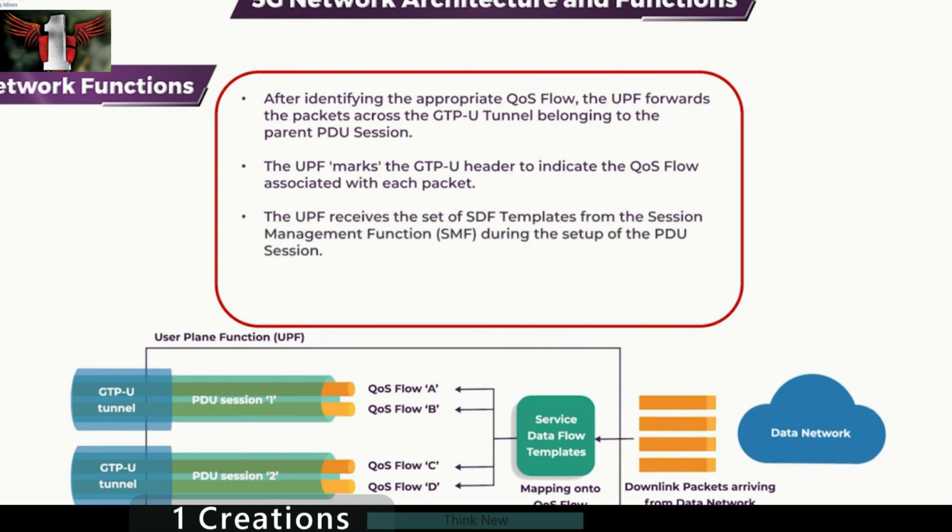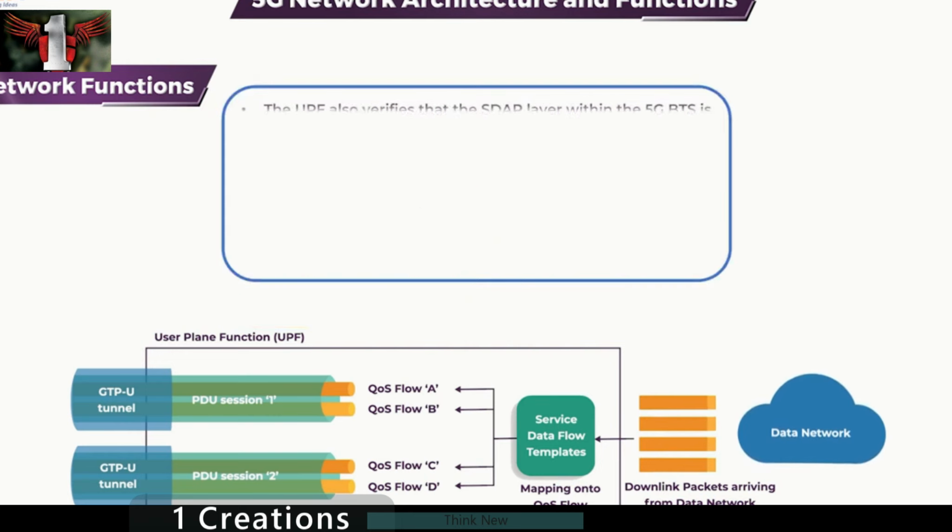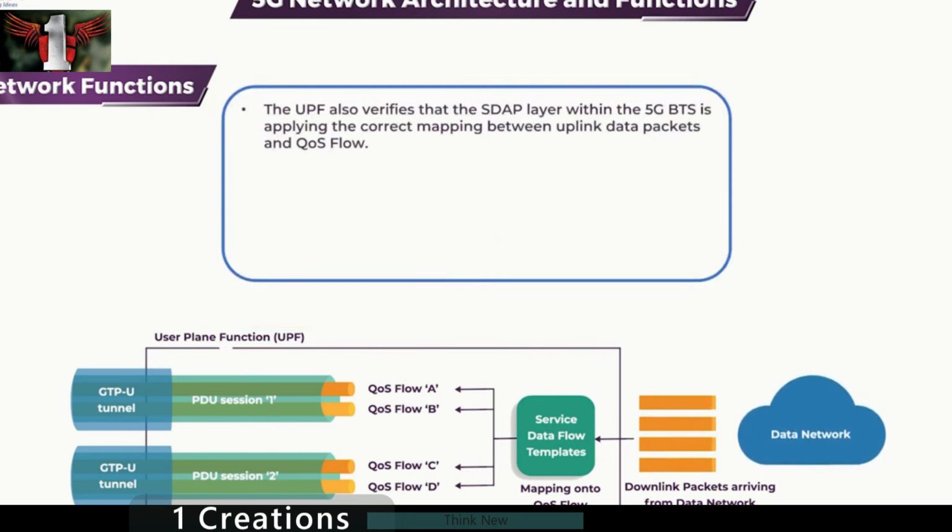The UPF receives the set of SDF templates from the session management function, SMF, during the setup of the PDU session. The SMF generates them from information provided by the policy control function, PCF. The UPF also verifies that the SDAP layer within the 5G BTS is applying the correct mapping between uplink data packets and QoS flow. That is, the UPF inspects the uplink packets to confirm that the correct mapping has been applied according to the set of SDF templates.